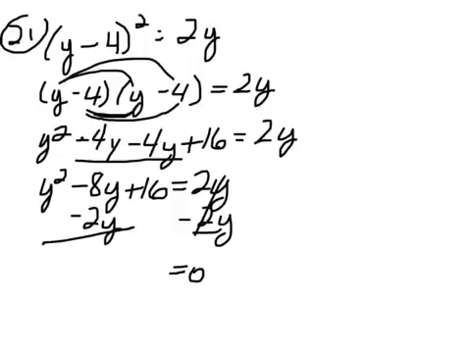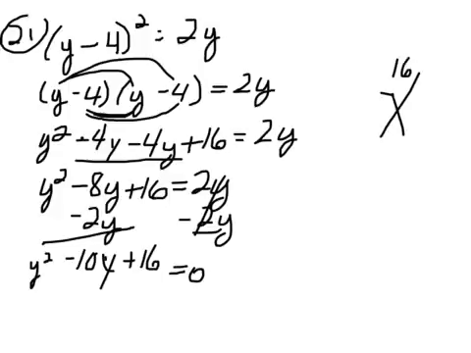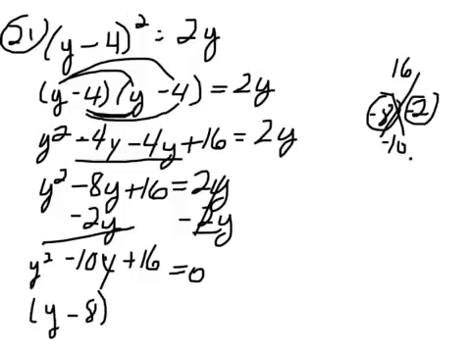If I add all this together, it's y squared minus 10y plus 16. And so I'm looking for two numbers that multiply to give me 16 and add to give me negative 10. Well, 8 times 2 is 16. What if I did a negative 8 times a negative 2? That would still be a 16. But if I add those together, that would give me negative 10. So these were the numbers I was looking for. So I'm going to factor this as y minus 8 times y minus 2 is equal to 0.